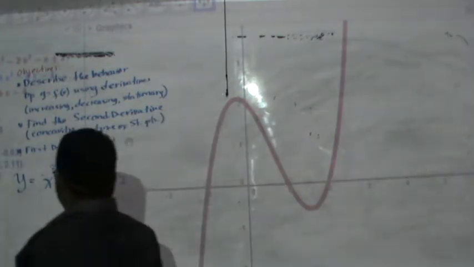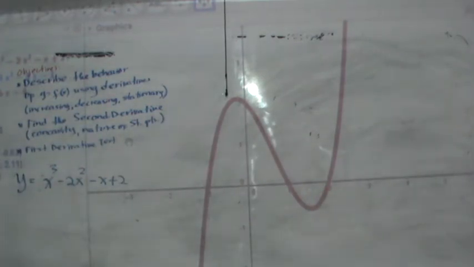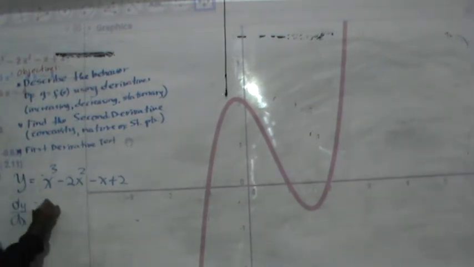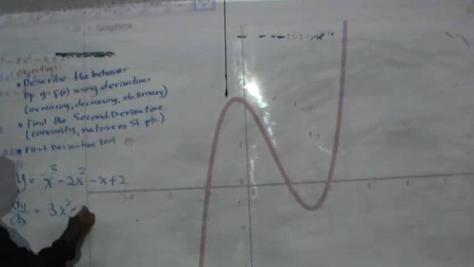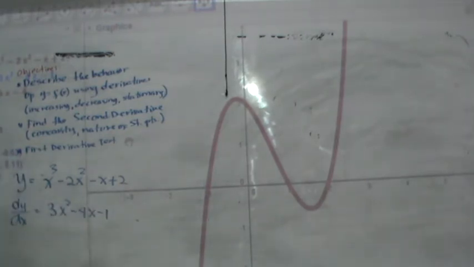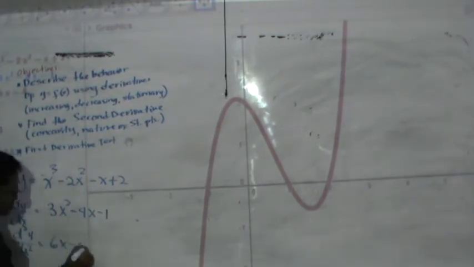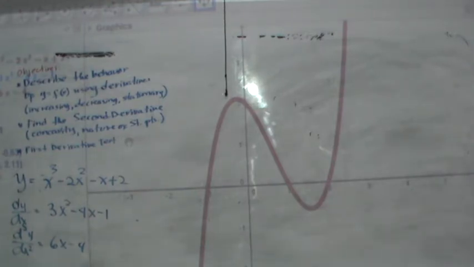And then I asked you to give me the derivative of this. When we look at the dy/dx of that, it will give you 3x squared minus 4x minus 1. And then it asks you further to find the second derivative of this one, wherein the second derivative is 6x minus 4. So this is the first derivative and this is the second derivative. Take a look at the symbol. It's the second derivative of y with respect to x.